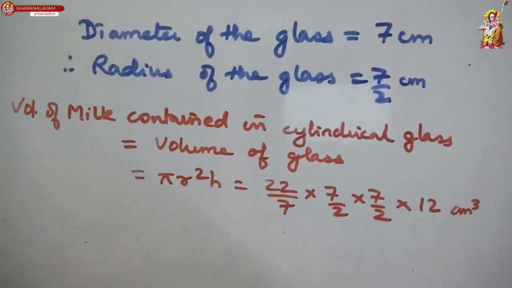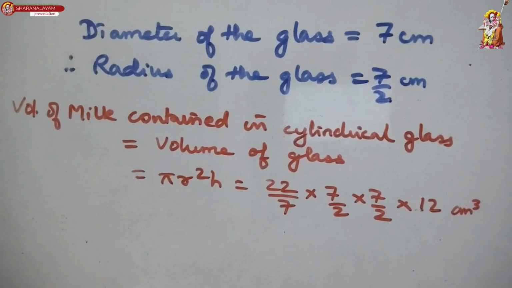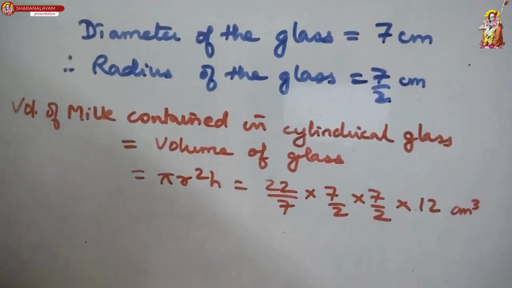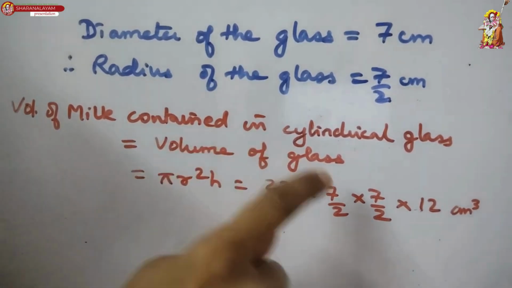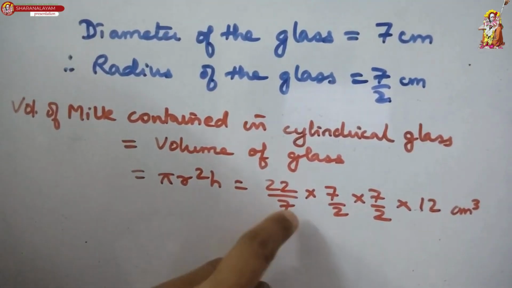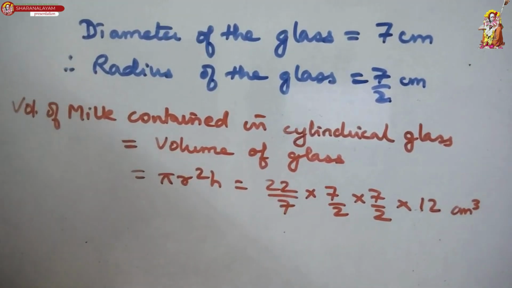Now they have given the diameter of the glass as 7 centimeters. So the radius of the glass will be 7 upon 2 centimeters. Now the volume of milk contained in the cylindrical glass is equal to the volume of the glass, correct? Since this is a cylindrical glass, the volume equals pi r square h. They have not specifically told us whether to use 22 upon 7 or 3.14 for pi, but since the radius is 7 upon 2, it's better to use 22 by 7 for pi.